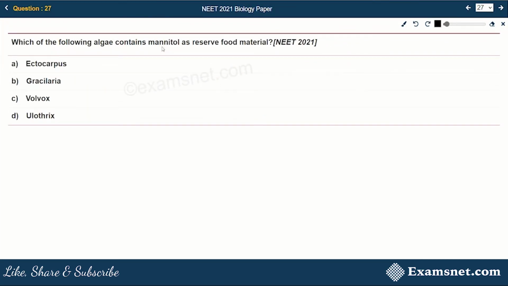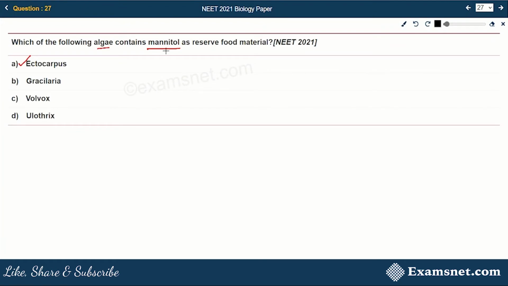Question number 27 is from the chapter Plant Kingdom, class 11, and the question is, which of the following algae contains mannitol as reserve food material? The options are Ectocarpus, Gracilaria, Volvox and Ulothrix. So the correct option is option A, that is Ectocarpus.